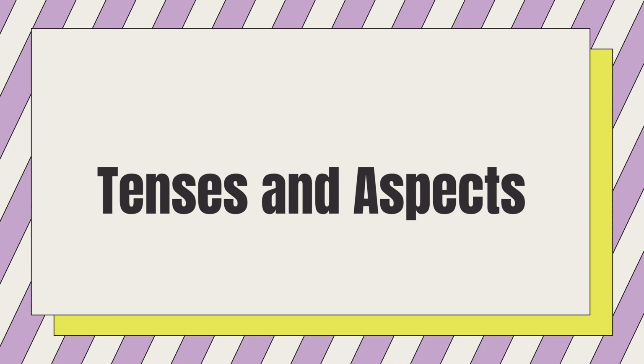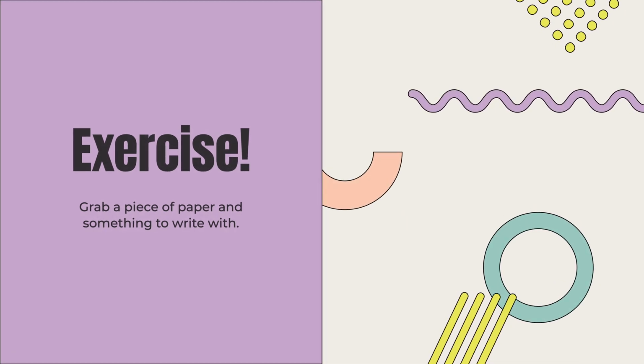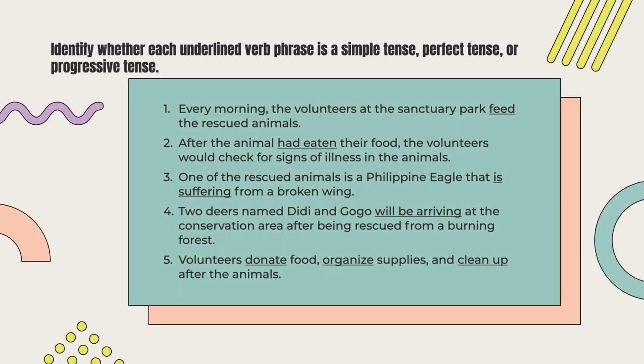Let's practice what we've learned with this short exercise. Grab a piece of paper and something to write with. Identify whether each underlined verb phrase is a simple tense, perfect tense, or progressive tense. Pause the video now to answer.